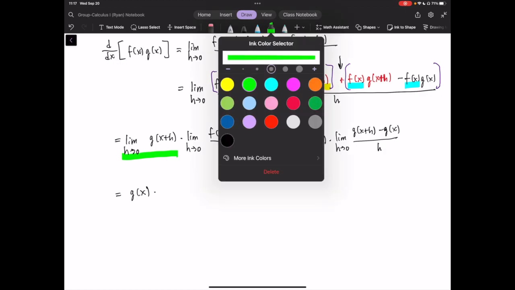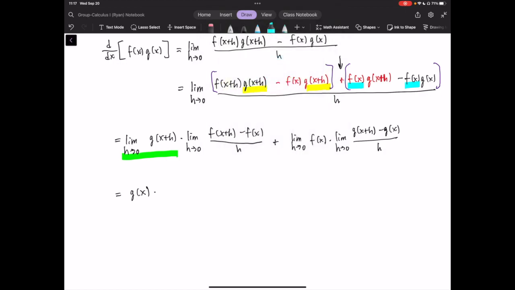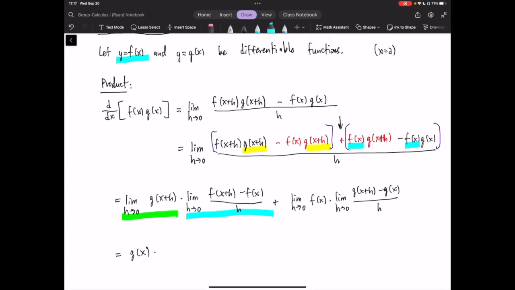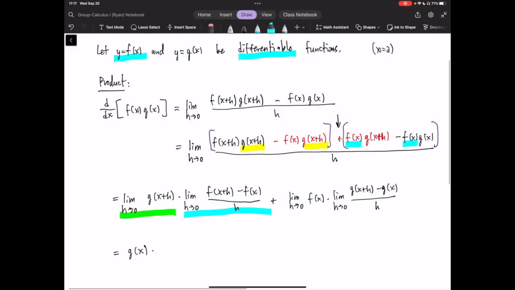What about the next one? Well, the next one is a limit of a difference quotient, right, of f. So this is where we go back to our assumption that f of x is differentiable. That means the derivative exists, right? Well, if the derivative exists, then it has to equal this difference quotient. So actually, this limit that's highlighted in blue is the derivative of f. This is f prime of x.